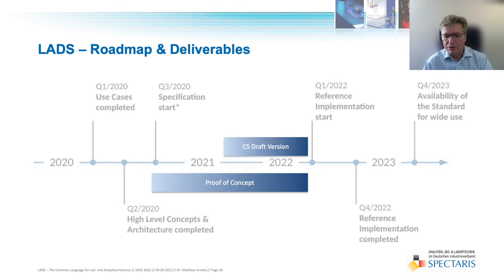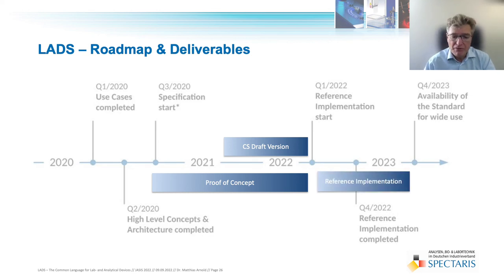Meanwhile, we authored the first draft of the LADS companion specification. One of the next steps will be reference implementations for clients and servers. We expect to release the LADS companion specification mid to end 2023.